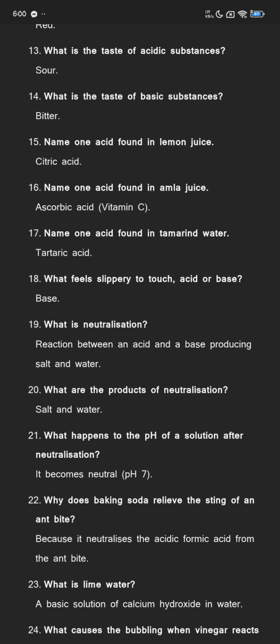Reaction between an acid and a base producing salt and water. What are the products of neutralization? Salt and water. What happens to the pH of a solution after neutralization? It becomes neutral, that is pH 7.